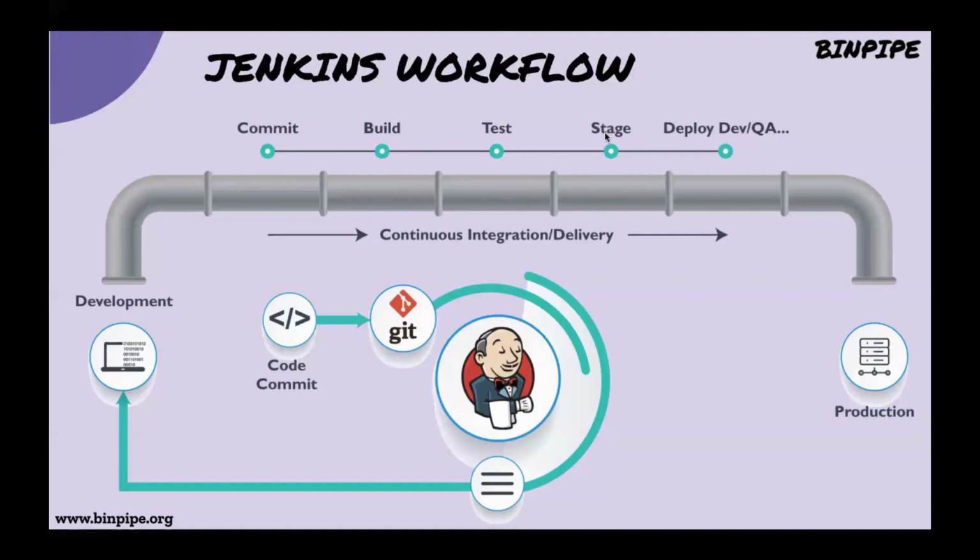Once the test phase is over, it goes to a staging environment or a staging phase, and then it gets deployed to any other environment of production. So this total flow is called continuous integration and continuous delivery. So that's the workflow Jenkins works in. Jenkins always follows this workflow.